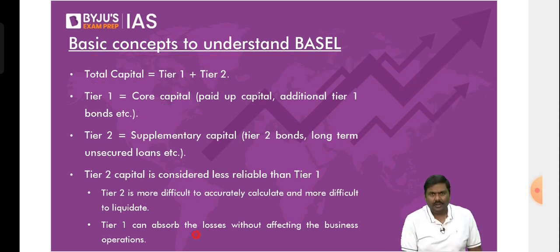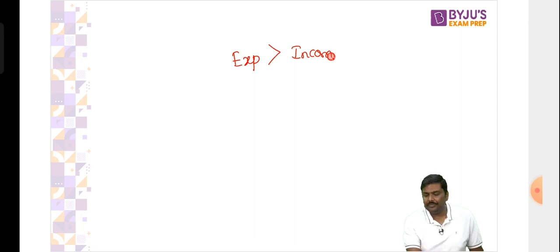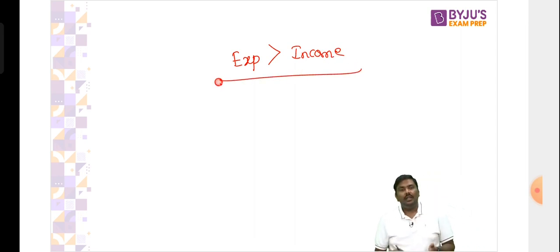Now what do you mean by loss? Let's put it in very simple terms. Loss simply means your expenditure is greater than the income you have earned. Any problem in understanding the statement here? What do you mean by loss? Your expenditure is greater than the income. That's a loss. Now there are two options available for you.